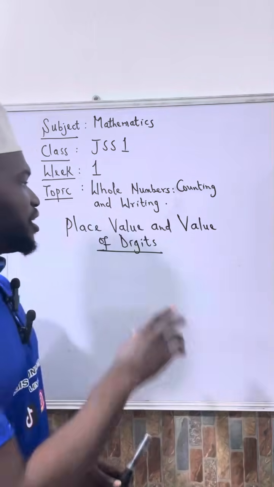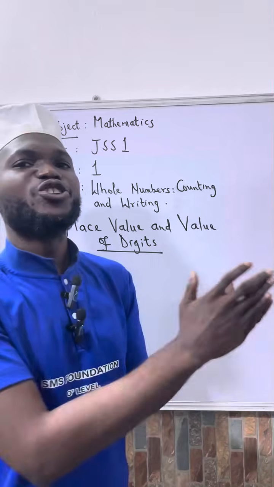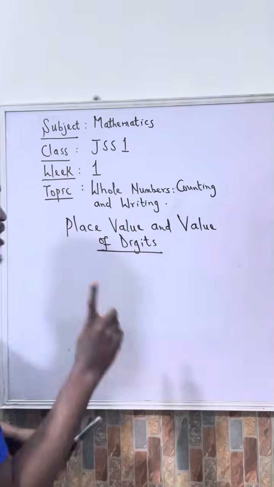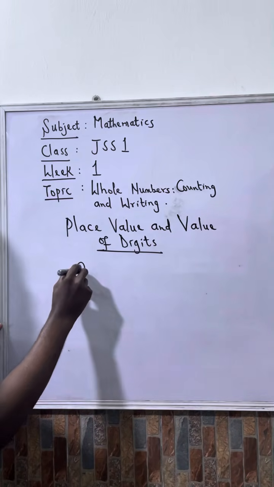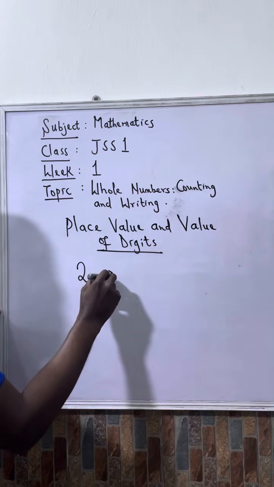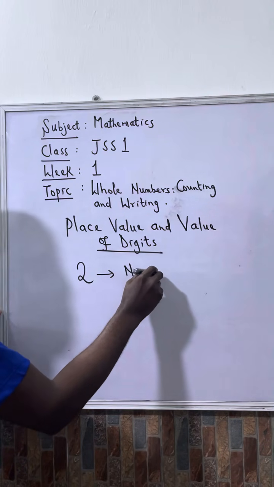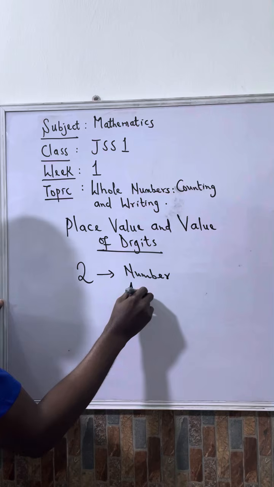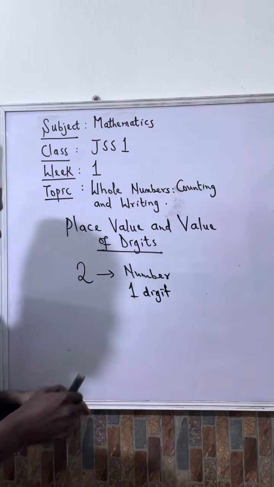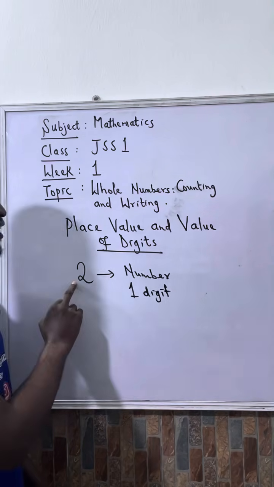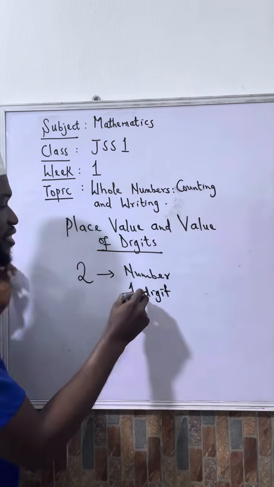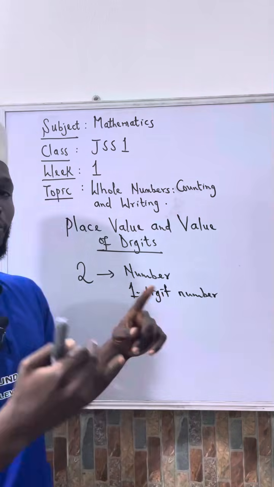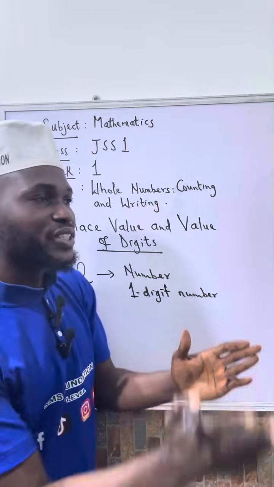Before I go on, let's consider the difference between digits and number. What is a number? How do we differentiate it from a digit? Let me write a single number like this. This is 2. This 2 represents a number. But how many digits do we have in this? It's just 1 digit. So we can call this a 1 digit number. We have many of them, starting from 1 to 9. They are all 1 digit numbers.